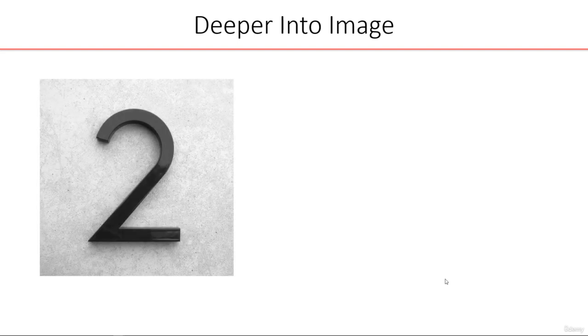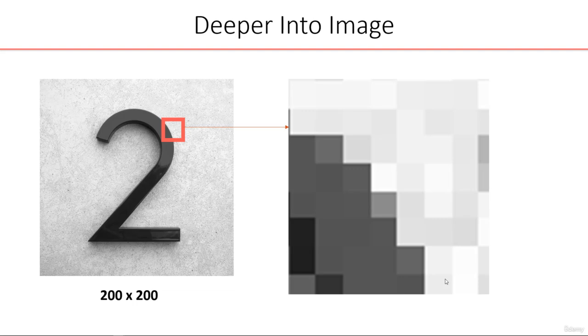Let us dive deeper into the image and try to understand more about this. Let us consider a grayscale image, something like this, which has a width and height of 200 by 200. If you look into a small portion of the image and zoom in, it looks something like this. And what you can notice is some square boxes, right?